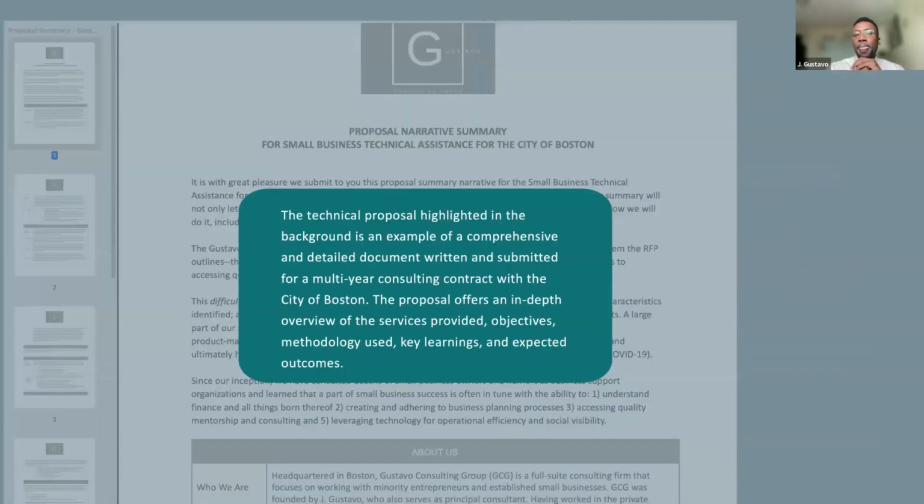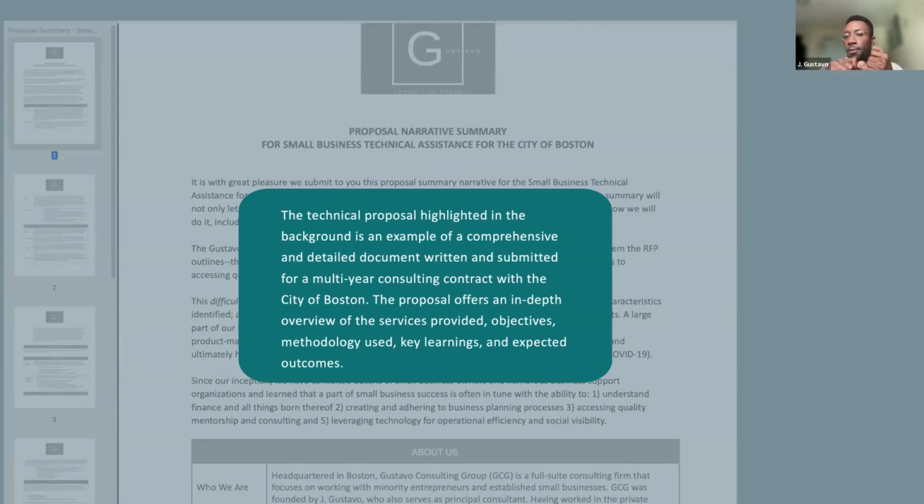And on the next slide, because this is intellectual property that is owned by my firm, Gustavo Consulting Group, in the background that is darkly highlighted is an example of a technical proposal that I wrote for a consulting opportunity for the city of Boston. So this is an example of a comprehensive and detailed document written and submitted for a multi-year consulting contract with the city. The proposal offers an in-depth overview of the services that I provide, the objectives, the methodology that I'm going to use, the key learnings, and also the expected outcomes.